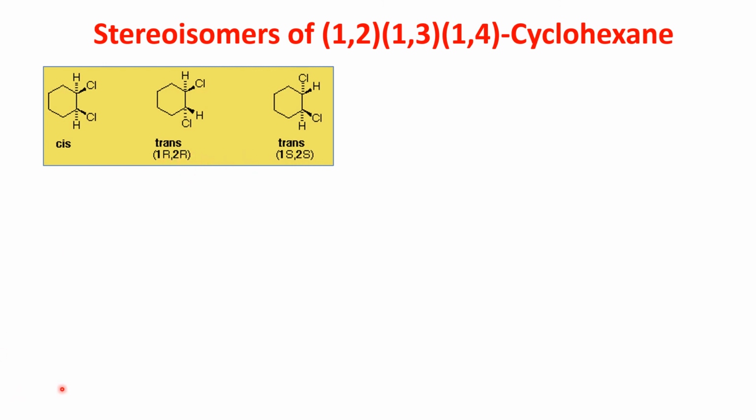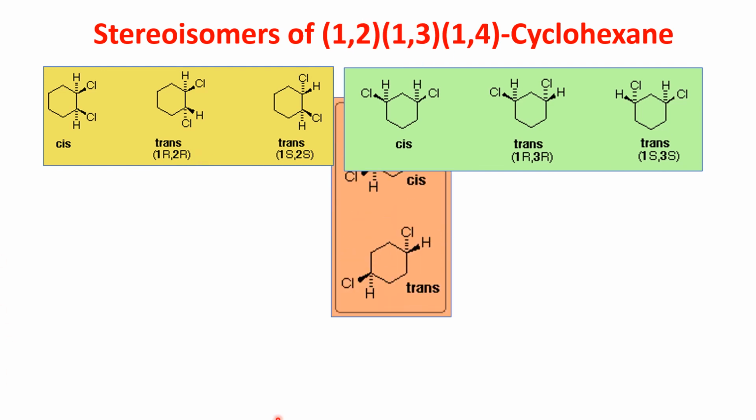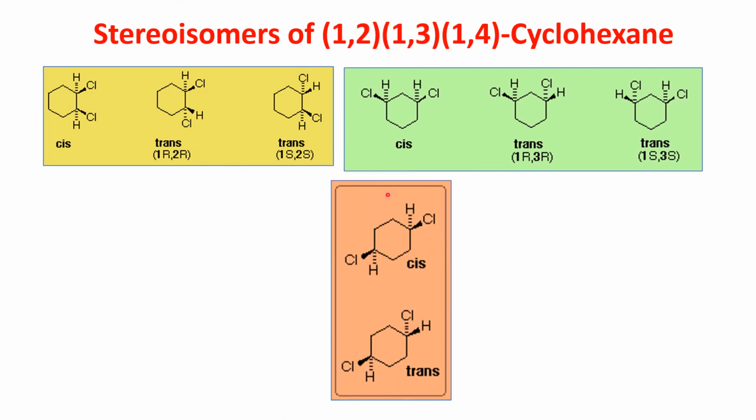In the same way, 1,3 also will have 3 stereoisomers: one cis compound and 2 trans compounds, just like 1 and 2. And for 1 and 4, these two are not like that. This 1,4 has a plane of symmetry, and these two are optically inactive and are diastereomers. But here and here are enantiomers. These are diastereomers. There is a plane of symmetry, so one mirror image will be there. So we can say this is a meso compound. This is optically inactive, an achiral compound.